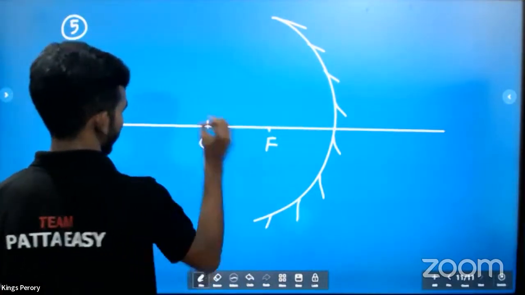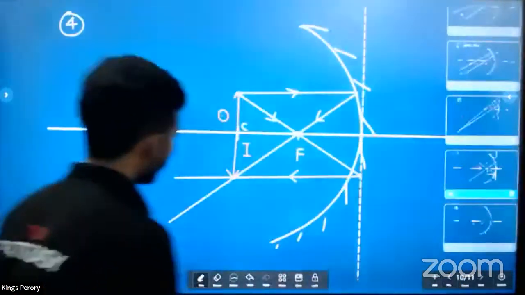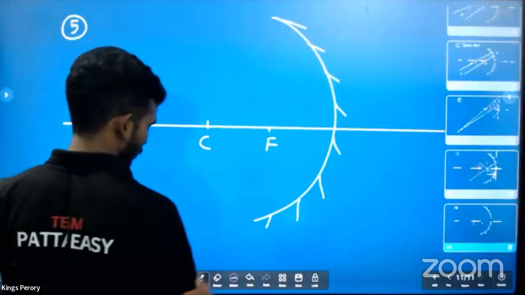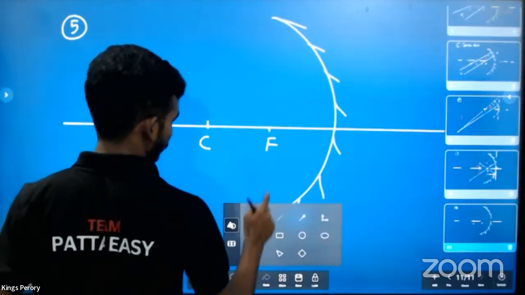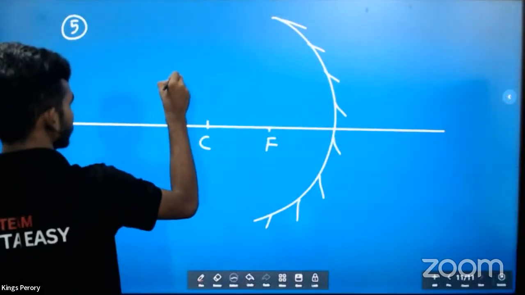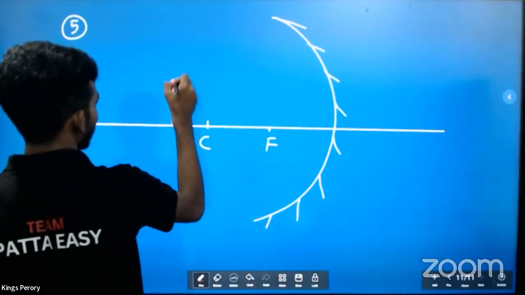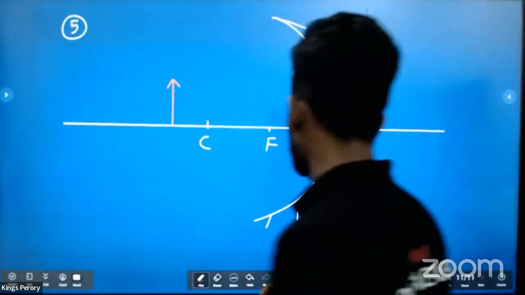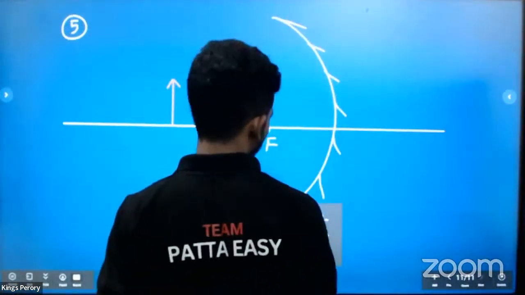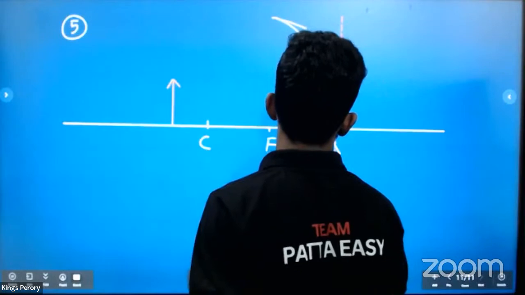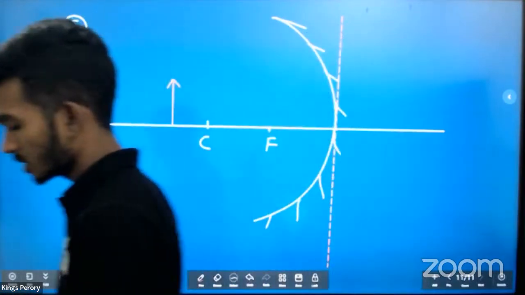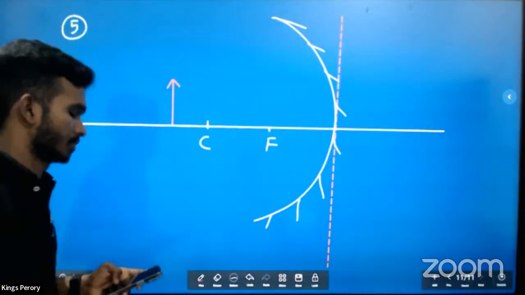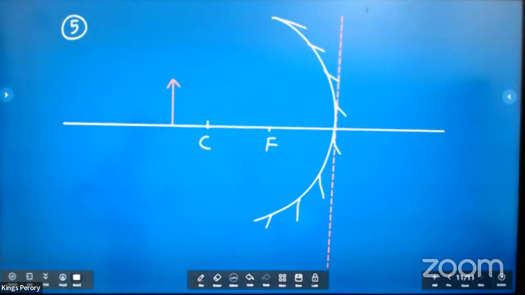If the object is at center of curvature, after this point, next what? Away from center of curvature. So there you go. Object away from center of curvature. You all draw the ray diagram. One ray parallel going through focal. The other ray through center of curvature. Now we do the reflections on the dotted line. Draw a straight dotted line. Do the reflections on the dotted line. Right.